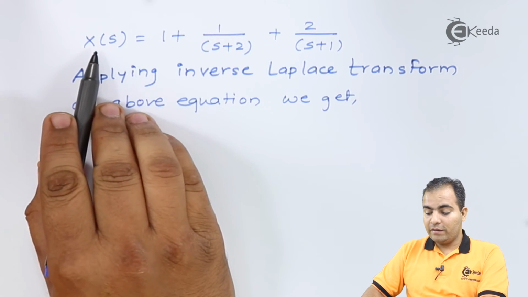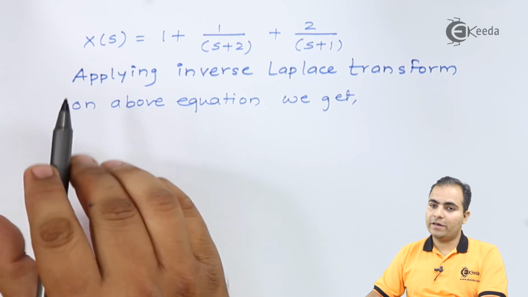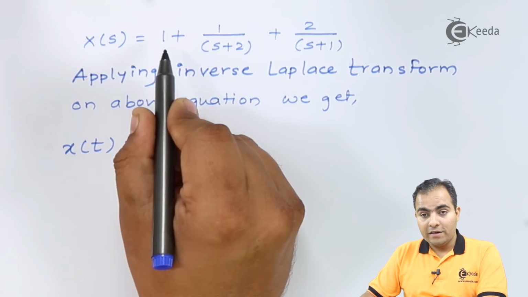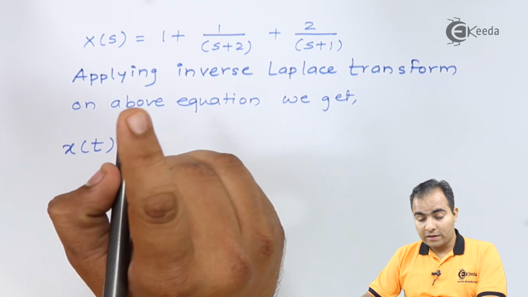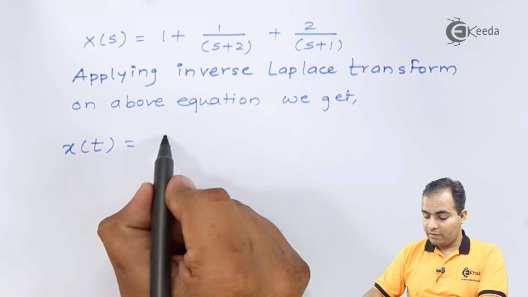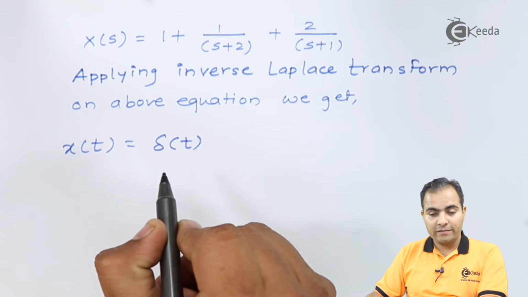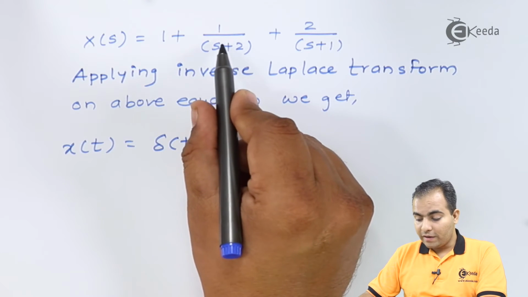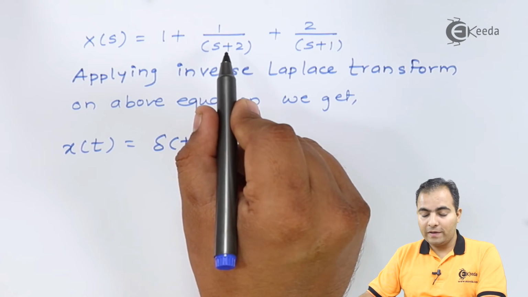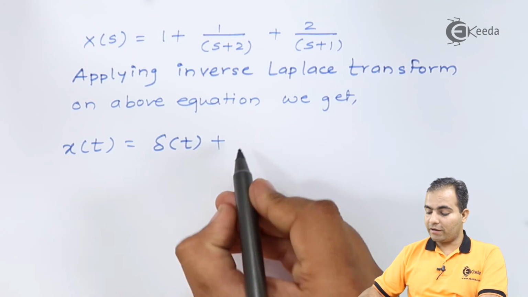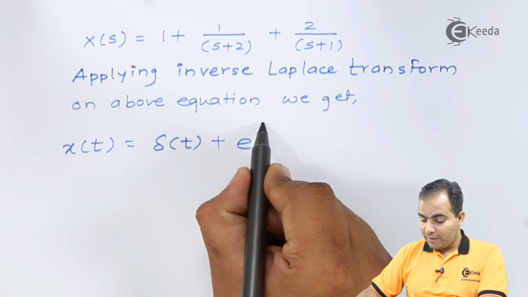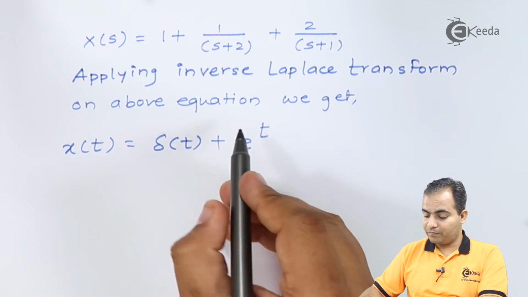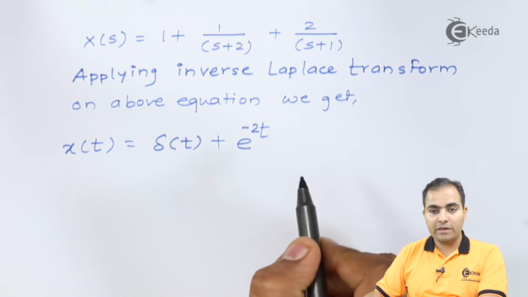What will you get? Inverse Laplace transform of X of s is nothing but x of t. Now we know that the inverse Laplace transform of 1 is always delta of t, which is the impulse function or delta function. Next, 1 upon s plus 2. Here we have s plus 2, so we will take the help of the frequency shifting property, and according to it, multiply the t in the power of e by the opposite sign value of plus 2, and it is -2. So -2 into t is -2t.